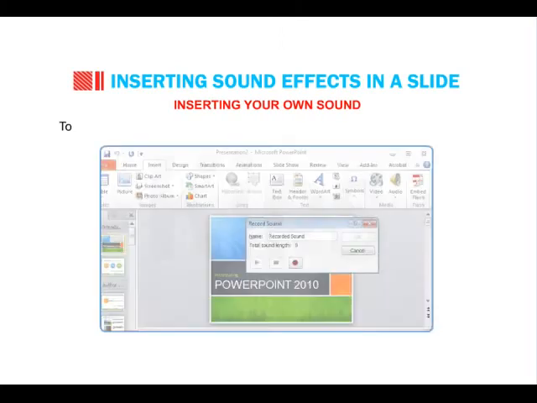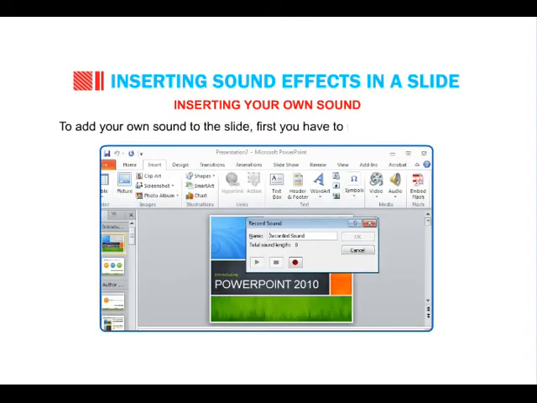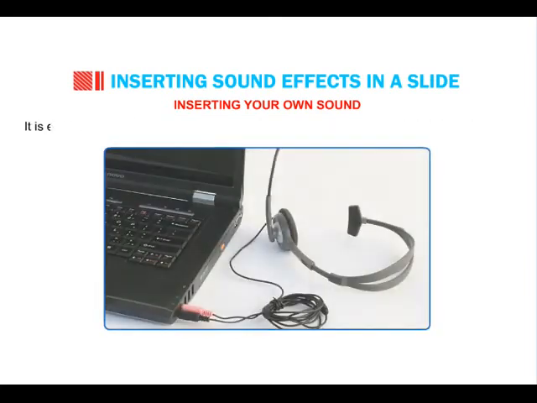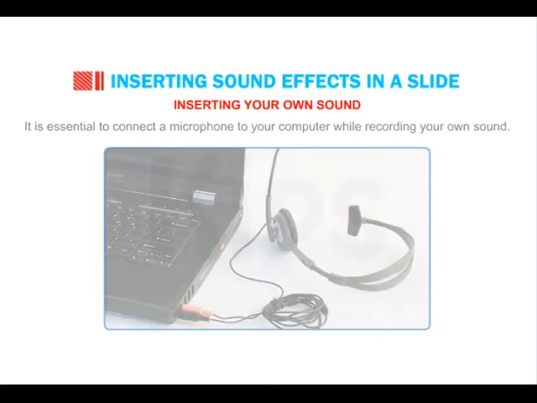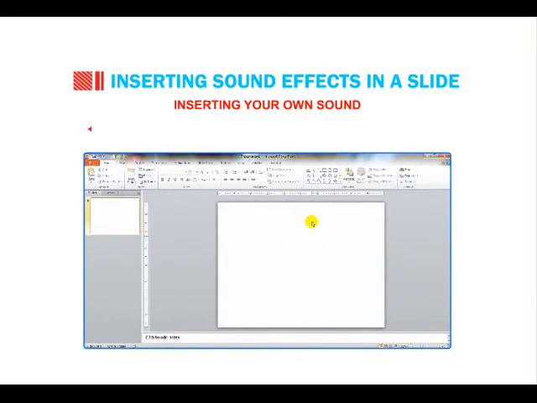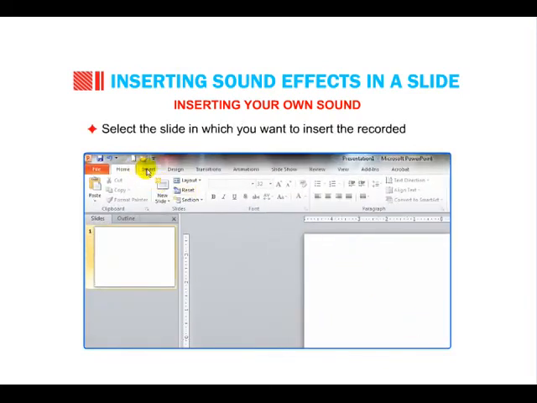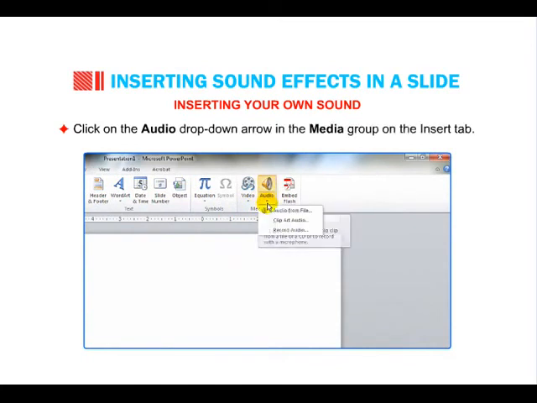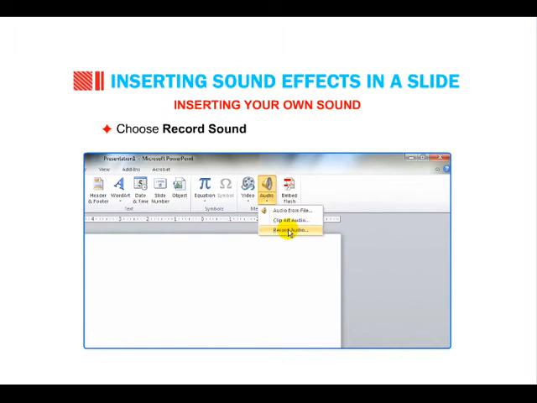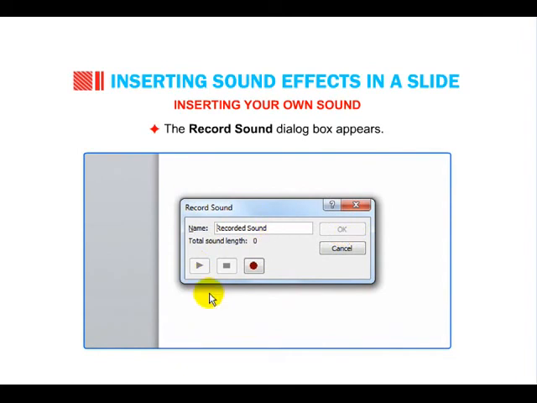Inserting your own sound. To add your own sound to the slide, first you have to record your own sound. It is essential to connect a microphone to your computer while recording your own sound. Follow these steps. Select the slide in which you want to insert the recorded sound. Click on the Audio drop-down arrow in the Media group on the Insert tab. Choose the Record Sound option from the drop-down menu. The Record Sound dialog box appears. By default, the sound will be named Recorded Sound. You can type a new name for the audio recording.